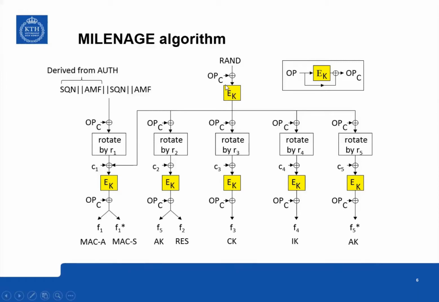Its input is a random challenge RAND XORed with a parameter called OPc. OPc is computed as shown in this box from the key K and the OP parameter defined by an operator. 3GPP recommends Advanced Encryption Standard for implementing the block cipher in MILENAGE.